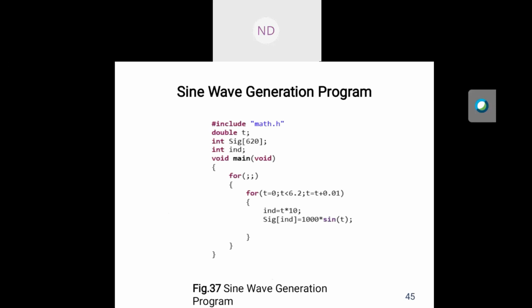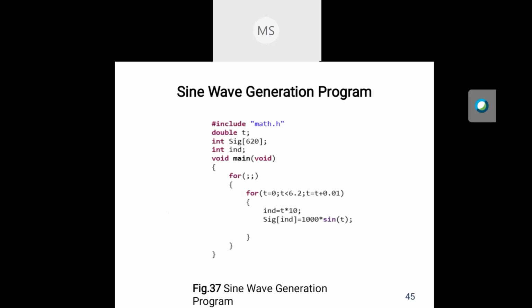Yes, ma'am. Here 6.2 is there. Ma'am, t is multiplied by 10. ID is equal to t into 10. That's why, ma'am, 6.2 becomes 62 there. Okay.